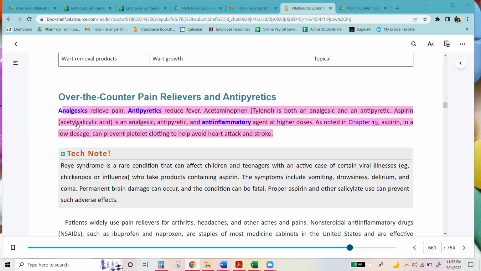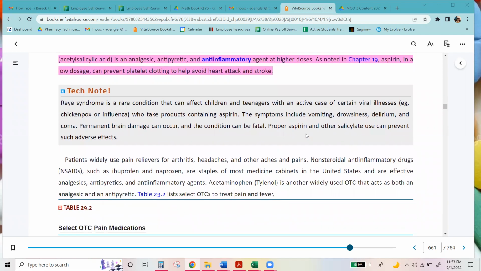I would remember that. That is definitely something that might come up on the PTCB related to, not just asking what it is, but relating to it, and it might only list it like that. So just keep that in mind. So aspirin is an analgesic, an antipyretic, an anti-inflammatory at higher doses. Aspirin also comes in low dose or baby aspirin that can prevent platelet clotting to avoid heart attacks and strokes.